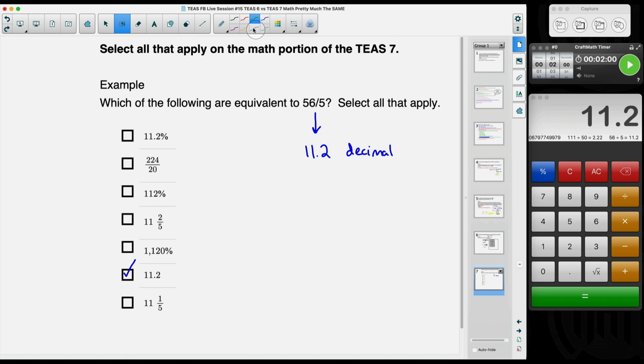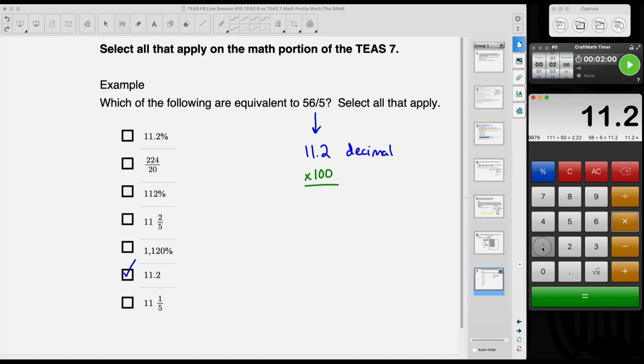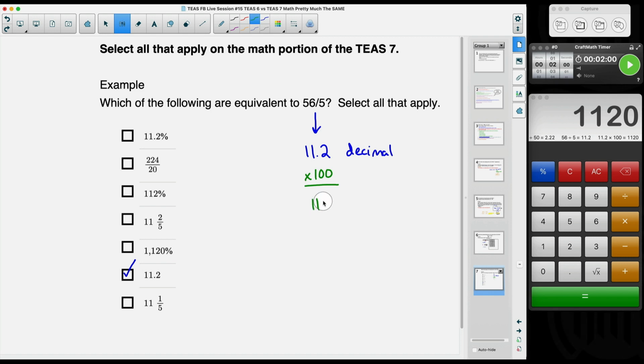All right, well, something else we can do. Instead of converting all of these to decimal form, let's take this decimal and convert it to a percent. Either you can multiply by 100 or you can move your decimal 2 places to the right. Same thing either way you do it. So 11.2 times 100. This is a funky percent, but yes, it is 1,120%.